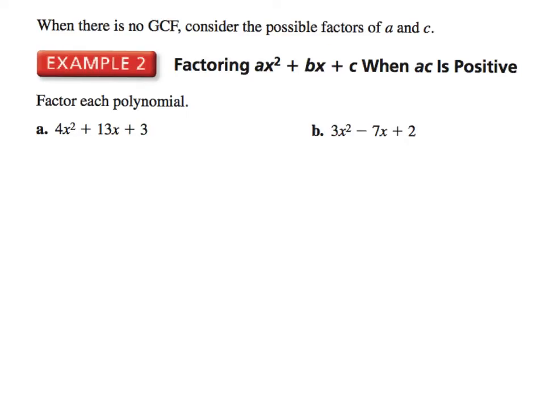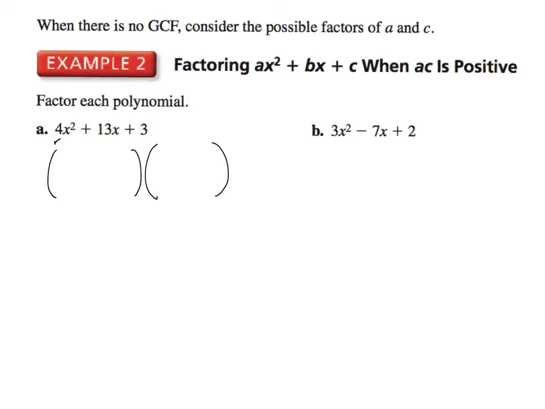Now in this case, in example 2, we're going to factor the exact same thing. However, let's look at A. 4x squared plus 13x plus 3. Do we have a GCF? We don't. So because we don't have a GCF, you're going to go right to your binomials. Now this is not as easy. When you have a coefficient of your x squared term that is not 1, you're going to have to guess twice.